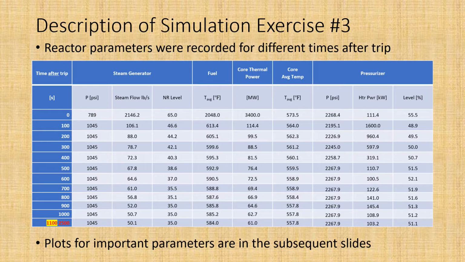For exercise 3, similar to exercises 1 and 2, reactor parameters are recorded over time. But the difference here is that the parameters are recorded after the reactor is tripped. Values are recorded on 100-second intervals. We made the mistake of recording at 1100 seconds instead of 2500 seconds for the final row of the table. Regardless, we will continue with our simulation results.